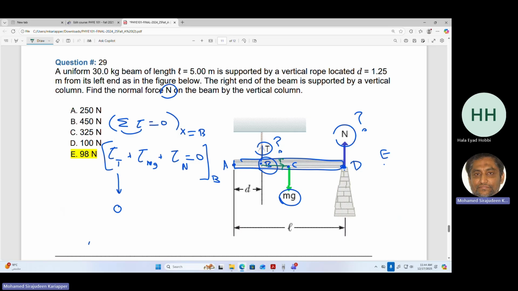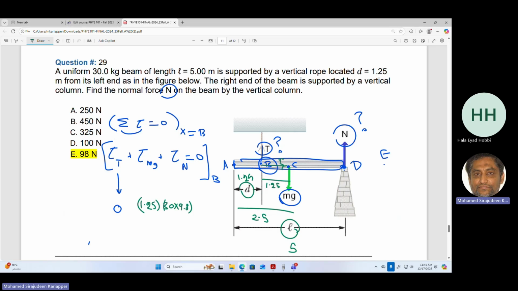How much is that? How do I know? D is equal to 1.25. That is half of L, right? The whole thing is 5. That means this will be 2.5 and this is 1.25. That will make this also 1.25. Okay, half of 2.5 is 1.25. So R for this guy will be 1.25 multiplied by mg. M is 30 multiplied by 9.8.